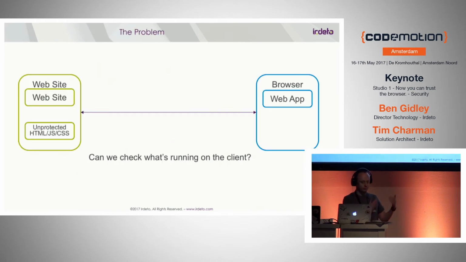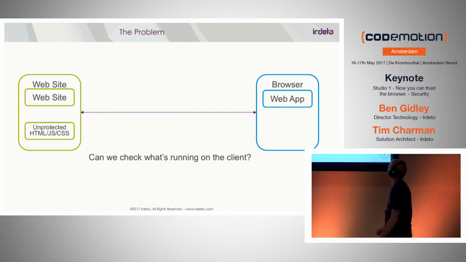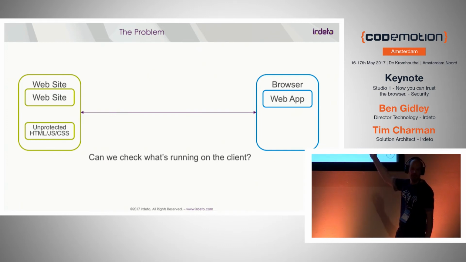So here we go. Back with my skeptical hat on. Here is your browser. We've shown that you can run anything in the browser. We can intercept stuff. What are you going to do to secure the code that's running in the browser?